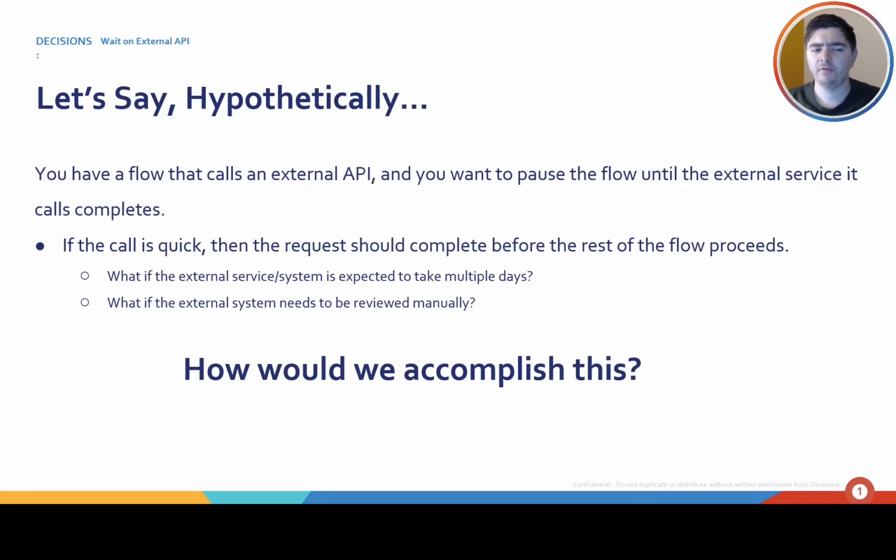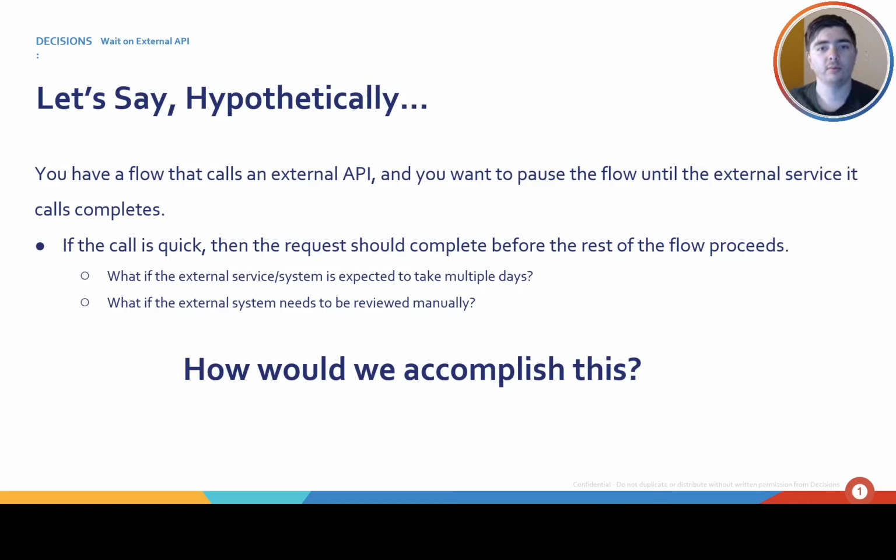So you have a flow that calls an external API, and you want to pause the flow until that external API finishes its service. Normally, when you have a step that calls a service via API, the Decisions flow is just going to stop there until it finishes its call or the call times out. However, let's say that you don't know how long this task is going to take. Maybe you know it's going to exceed a timeout period, or maybe this is a call to a separate system that needs manual review. How would you make the flow wait until this task is completed?